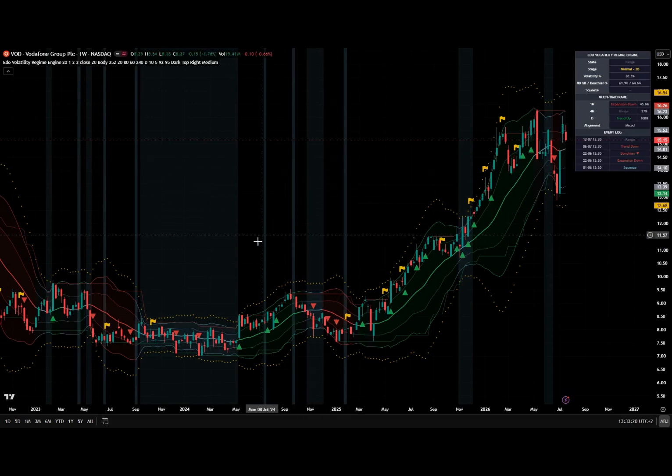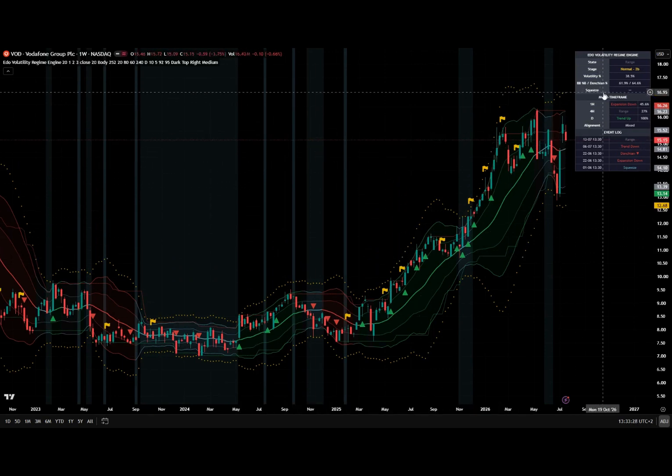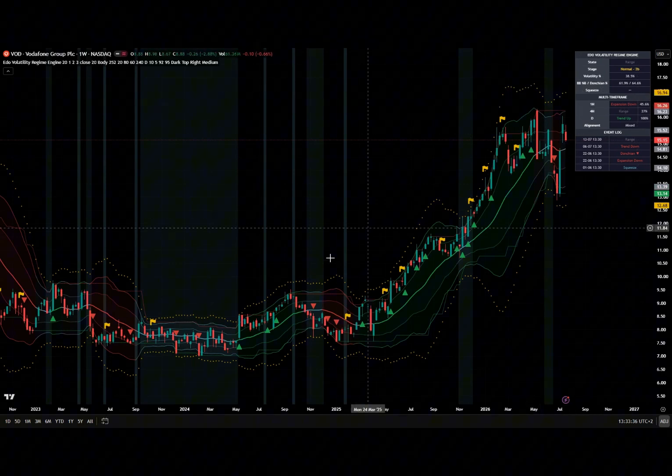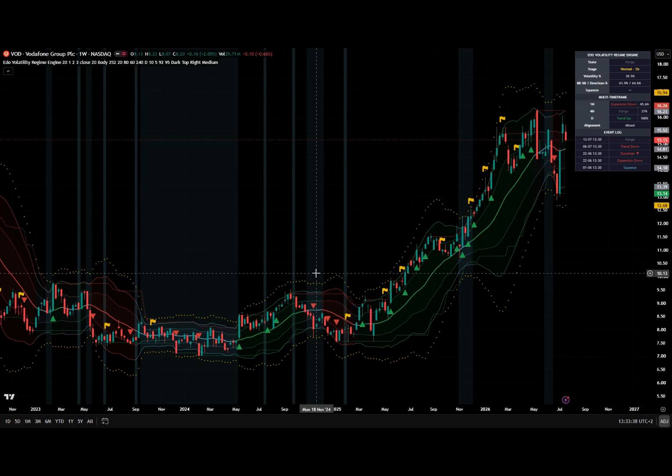The shaded vertical blocks are squeezes, stretches where the bands compressed below their usual width. The squeeze row counts the bars while one is active. Right now on Vodafone Weekly there is none, so it reads a dash. But the log below remembers the last one, and the chart still shows where it was. A squeeze is not a signal. It is a state of stored energy, and what matters is the bar that ends it.